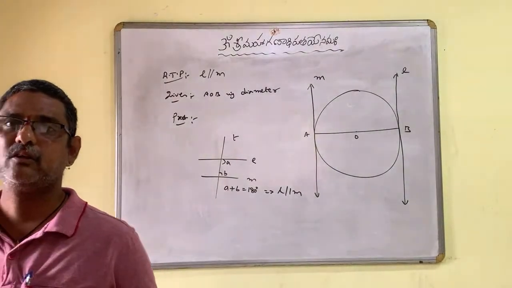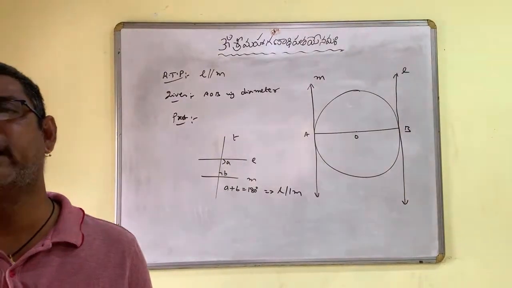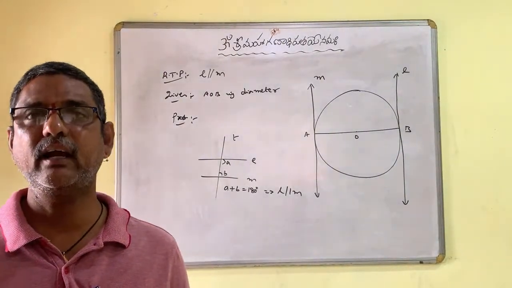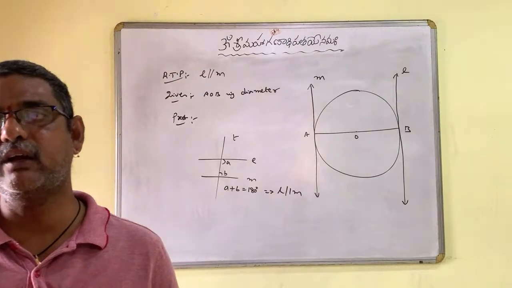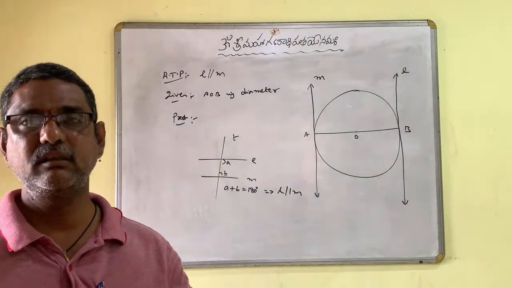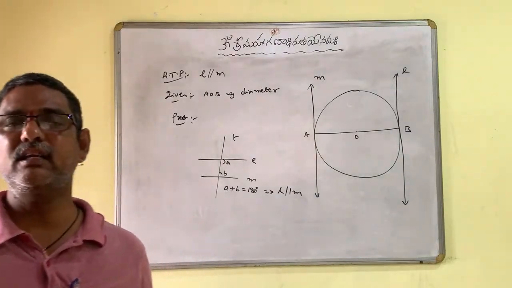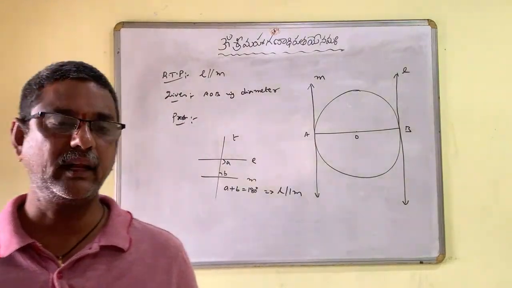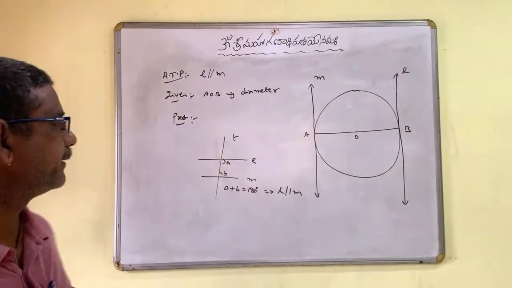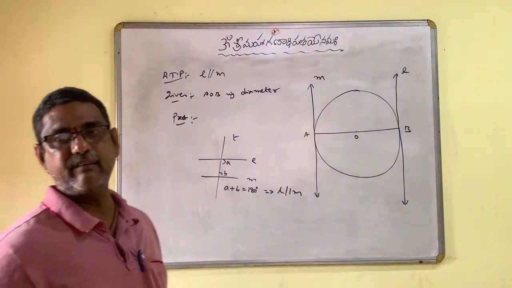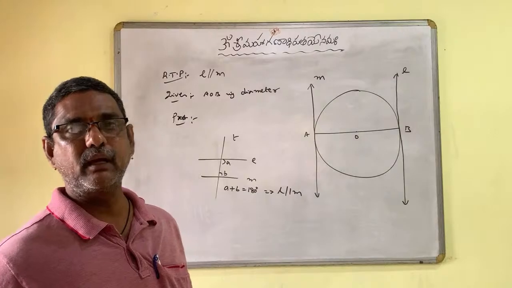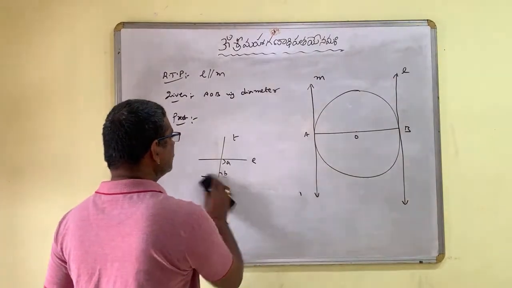Okay? So there are three ways. One is Euclid's fifth postulate. Second one is alternate angles are equal; if we prove that, the lines are parallel. And third one, corresponding angles are equal, then the lines are parallel. Three ways are there. We can use one of these three ways to show the lines are parallel.